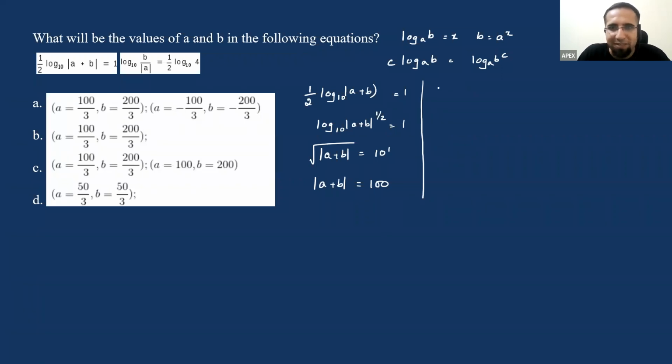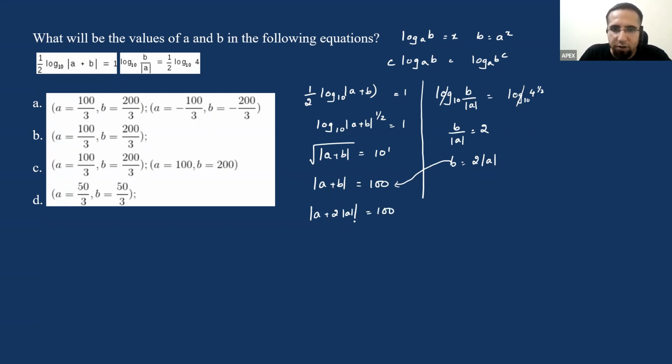Now, when I simplify my second condition here, I write log b by mod a to the base 10. On the right hand side, I can simplify this as log 4 to the power 1 by 2 to the base 10. So log base 10 and log base 10 will get cancelled, and I get b by mod a is equal to square root of 4, that is 2. And since mod a is positive, I can always equate this to b equals 2 times mod a. Now, if I replace b in this equation, what do I get here? So I get mod of a plus 2 times mod of a, whole mod, is equal to 100. Now, this is nothing but application of mods here.